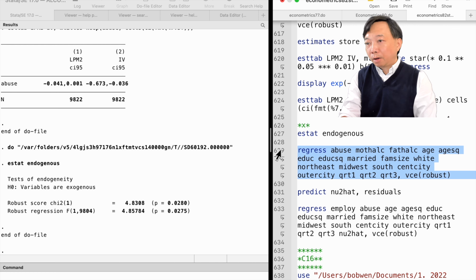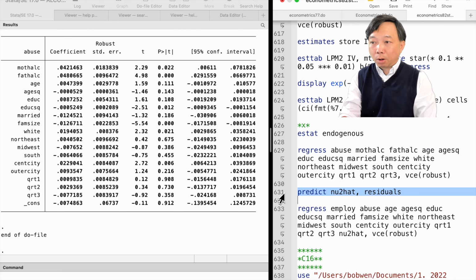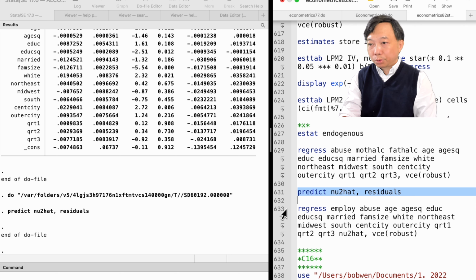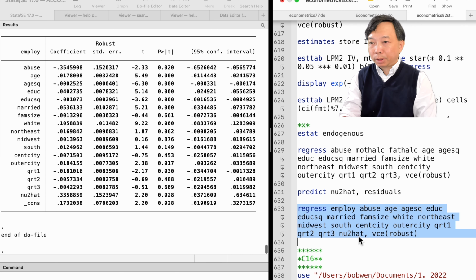As a review of the endogeneity test, we first estimate the reduced form equation for alcohol abuse and obtain the residuals mu2 hat. Then we add mu2 hat to the structural equation and find that mu2 hat is significant at the 5% level. It gives the same conclusion. The abuse variable is endogenous. Therefore, the two-stage least squares estimates are more consistent than the OLS estimates.